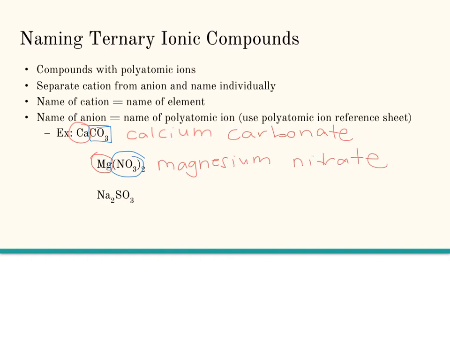Okay, my last example, Na2SO3. Na is my cation, so it's the name of the element. Na is called sodium. SO3 is my anion. That's found on the polyatomic ion reference sheet, and that is called sulfite. So Na2SO3 is sodium sulfite. Notice, regardless of if it's binary or ternary, all ionic compounds will have 2 words in their name. First word is the name of the cation, second word is the name of the anion.